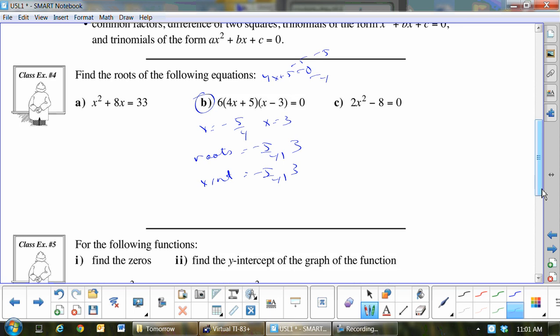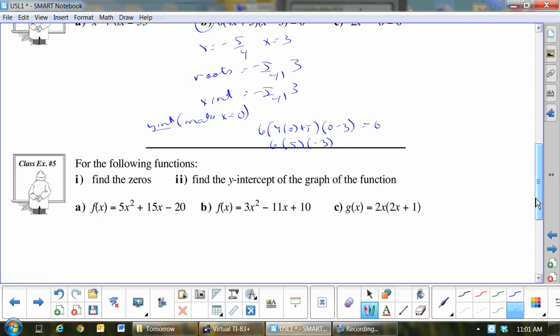Multiply by 6. Now remember, to find the y-intercept, you want to make x equals 0, correct? So if I go 6 times 4 times 0 plus 5 times 0 minus 3, this is the same thing as 6 times 5 times negative 3. Right? Someone said what over here? What's wrong? What's confusing? Make x equals 0. Y-intercept is when x is 0. So I put 0 in for all the x's. Wherever there was an x, I put a 0.